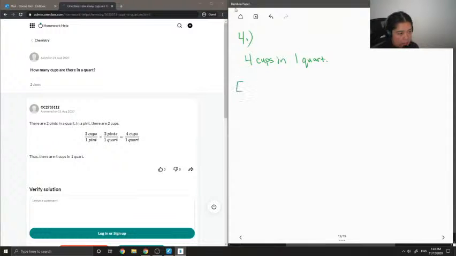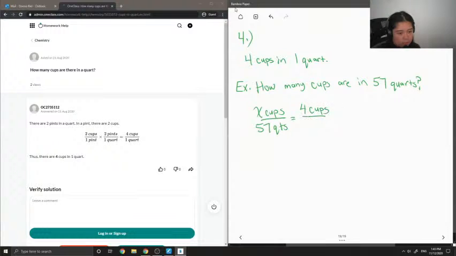So let's just have an example. So let's say we have a question that asks how many cups are in, let's say, like 57 quarts. To solve for the number of cups, I'm going to do X cups over 57 quarts is equal to, and then on the right side of the equation, I'm going to write down the conversion factor, which is 4 cups in 1 quart.